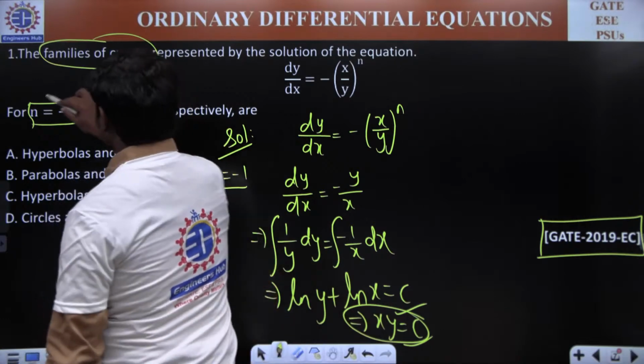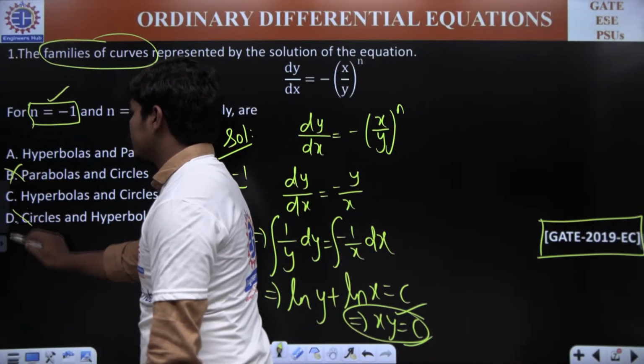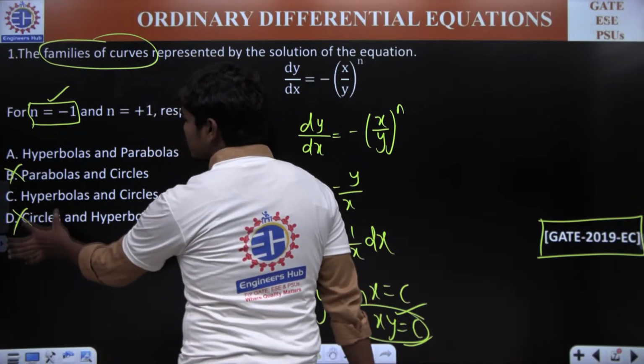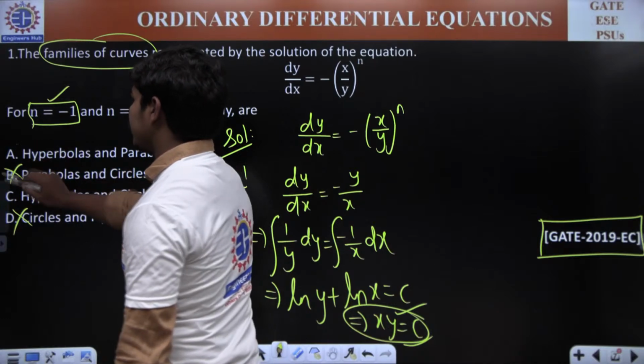So which means for n is equal to 1, the answer is hyperbolas. So these two options are wrong, because here it should be hyperbolas, and which is not present in options B and D. So the answer is something in between A and C.